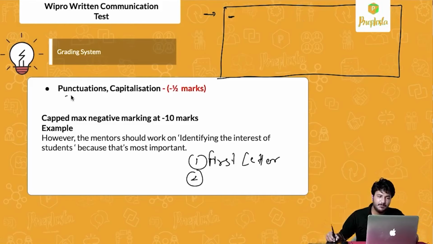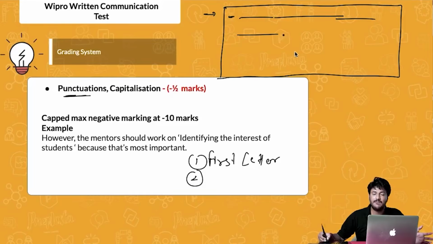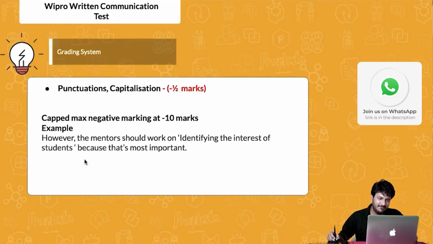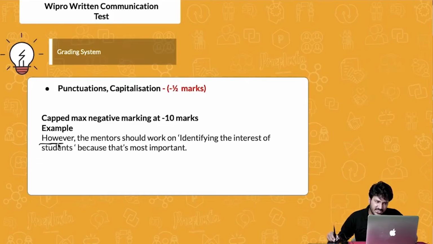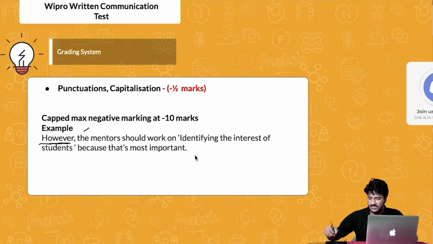Punctuation is very important, and not just the full stop, right? What people do is they write the whole paragraph and then forget to put a full stop after it. Now half a mark has been deducted. And not just that. Let me give you an example here: "However, the mentor should work upon identifying the interest of the student because that is more important." Now there are 3 different types of punctuation. The first punctuation is after this "however." A lot of students will miss that, minus 1/2 mark here, right?